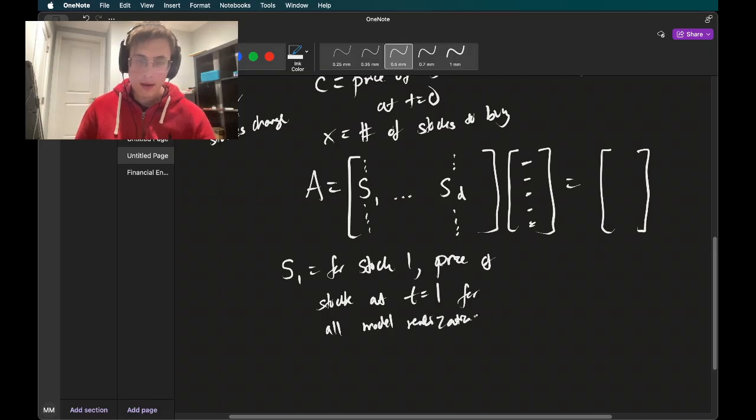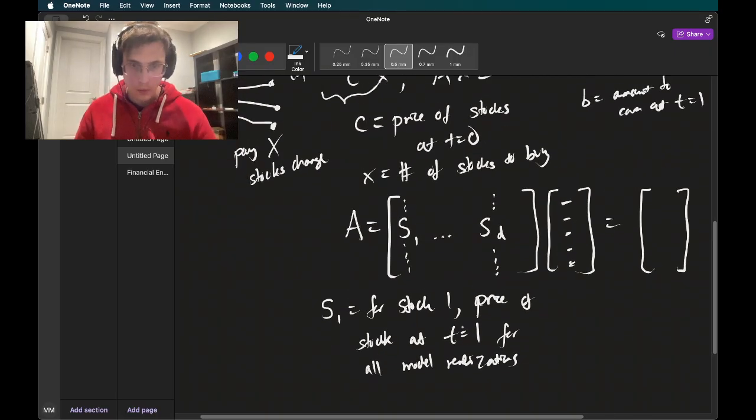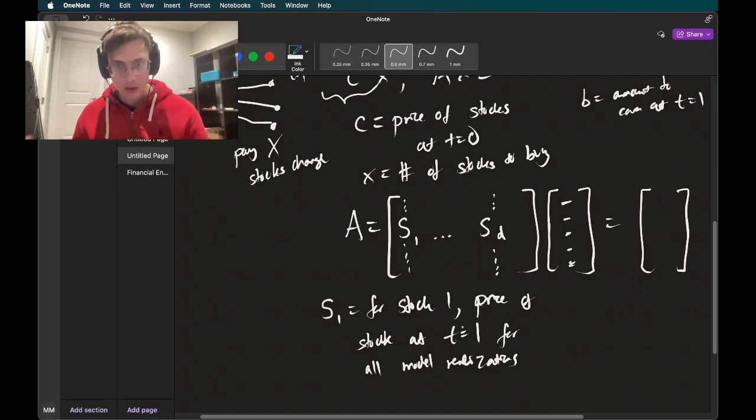So let me again back up to what the whole model is. We start at t equals 0, we have prices for the stocks, and then at t equals 1, a lot of things change. The stocks change, and we have to cover some amount of money that we need to pay by liquidating everything that we bought. So we need to make sure that our solution works for all possible models that we predict might happen.